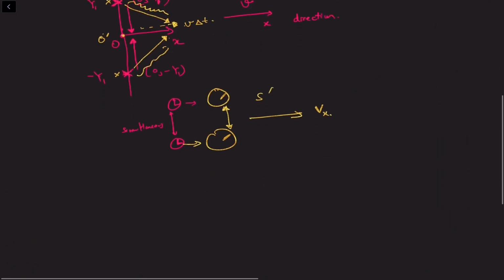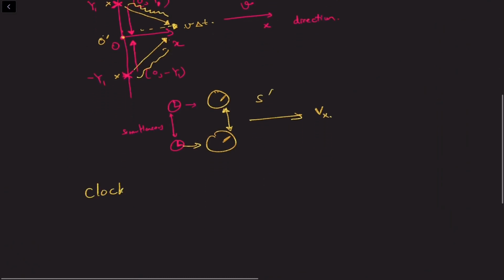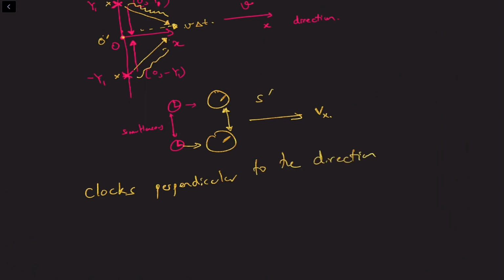Okay, so let's write that down. Clocks placed perpendicular to the direction of relative motion do not have a phase offset.